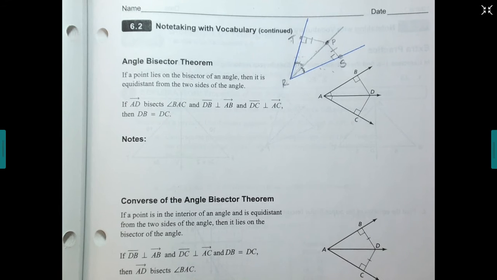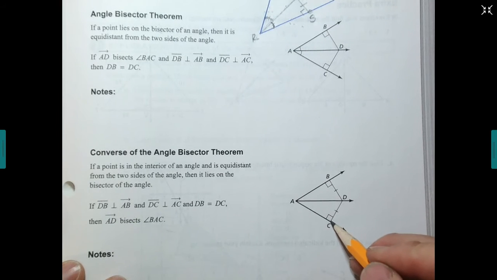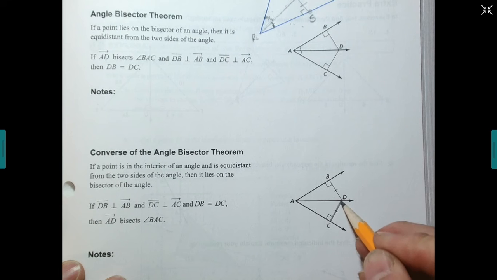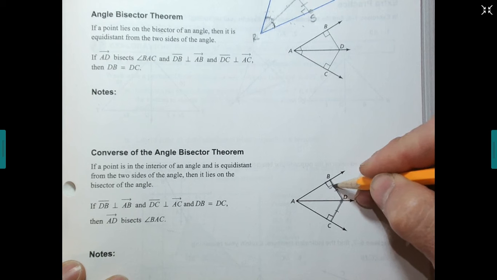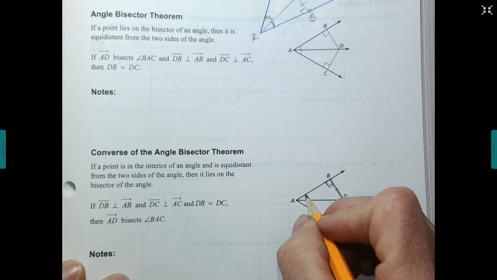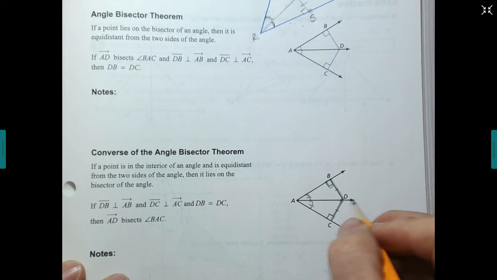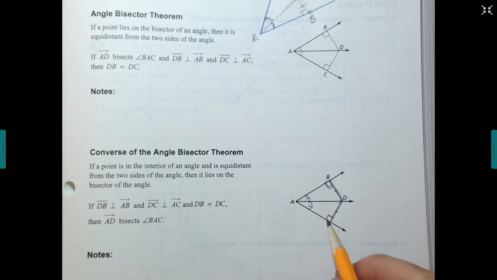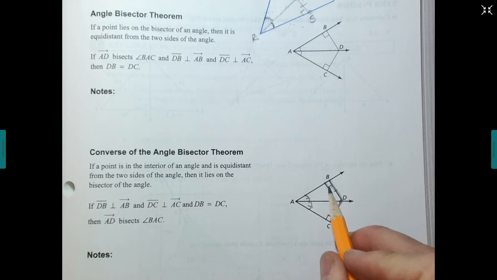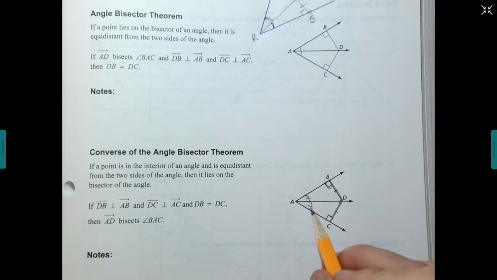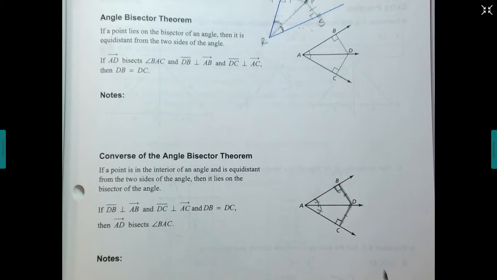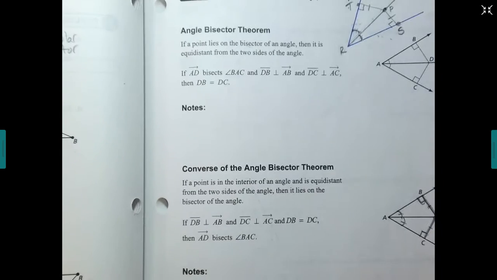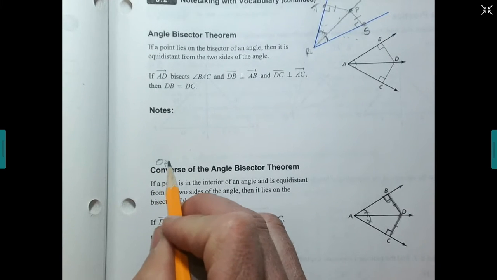Now the converse is true, meaning that if I have a perpendicular line that's equidistant, another perpendicular line, if these two are perpendicular and equidistant, that means that AD is an angle bisector. So I know that this is equal to this, then this angle is equal to this angle. So you had two theorems and two converse theorems that we just went over. I don't know if I explained. Converse is simply the opposite.